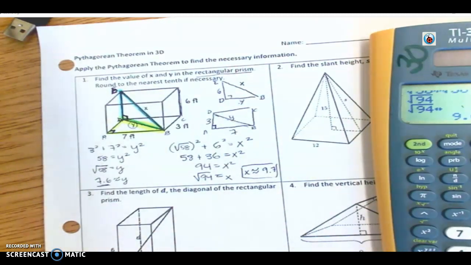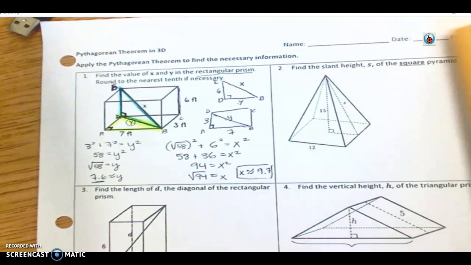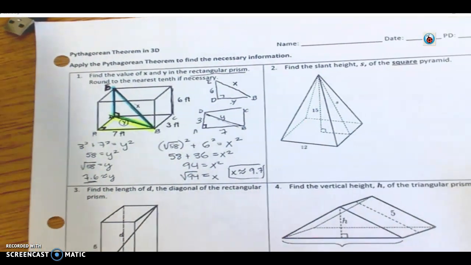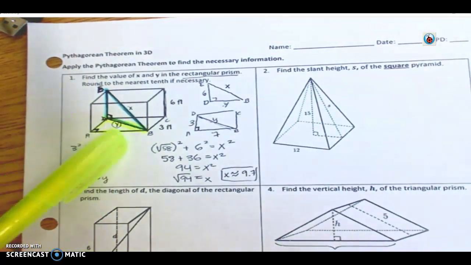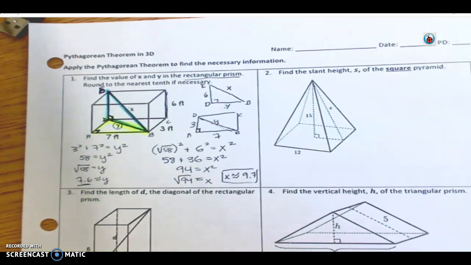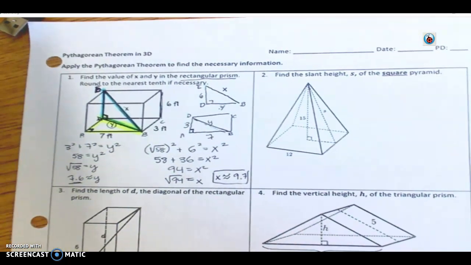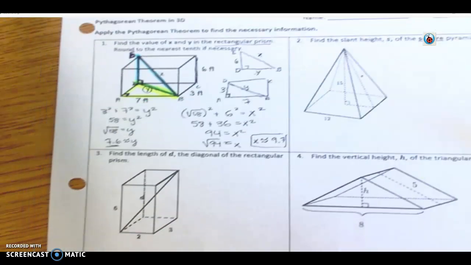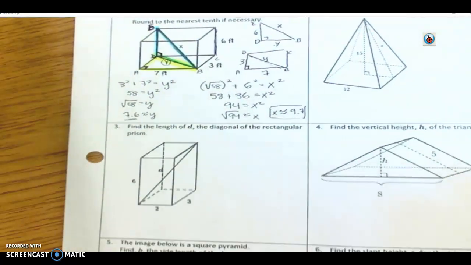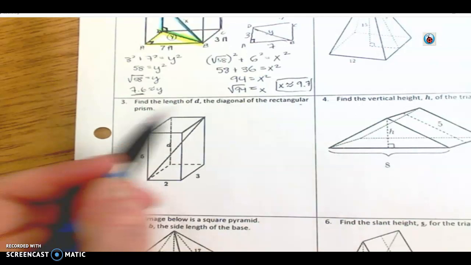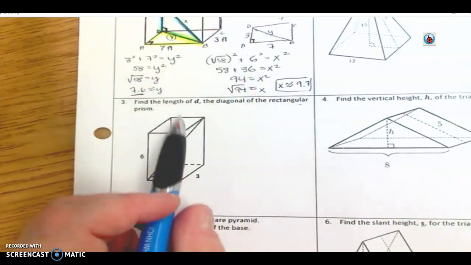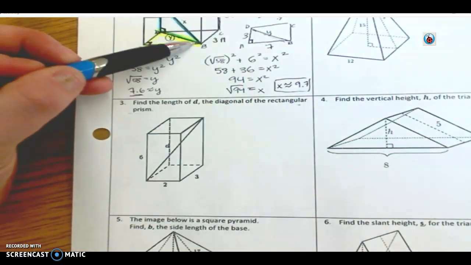So that's kind of the idea: we're working with 3D shapes, but what we really want to do is hunt for how we can use a two-dimensional shape and break up our 3D shapes into the parts that we know and understand and have that work for us. Okay? So now that you see that, I'm going to skip over to number three. Number one and three are pretty much the same. The only difference is, again, we're dealing with a rectangular prism, and we are trying to find a diagonal.